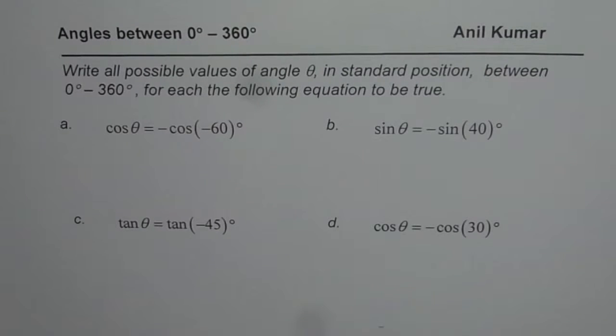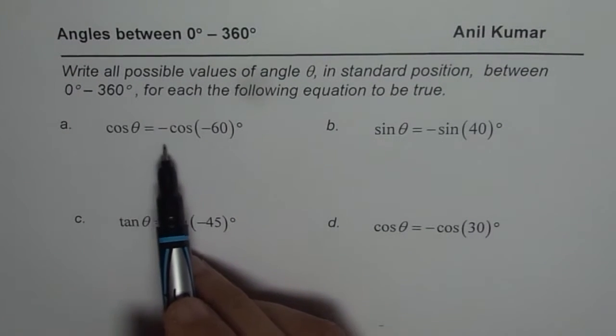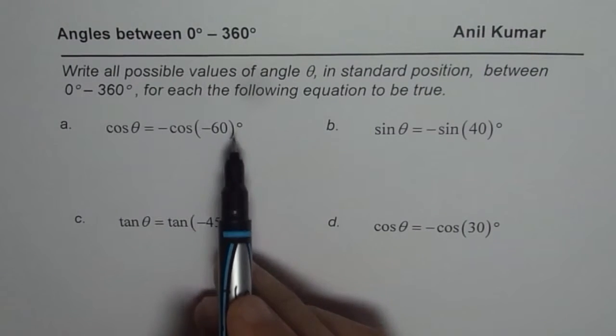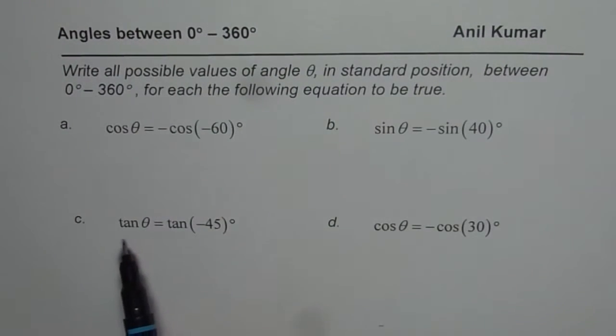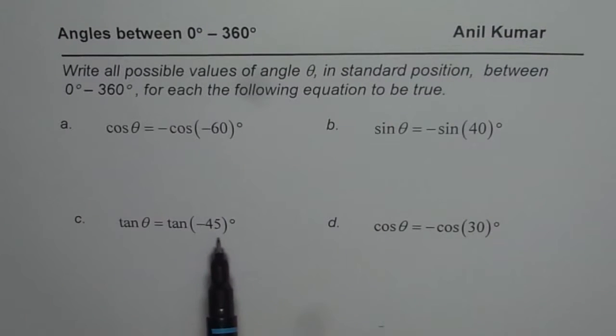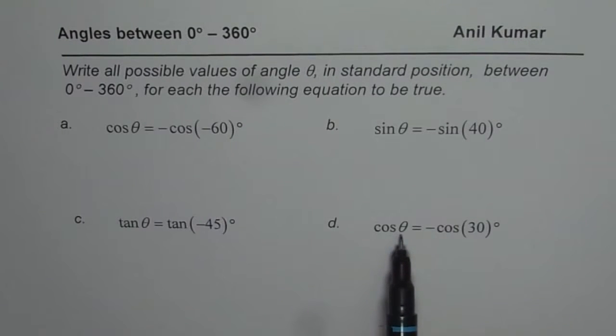The question here is, write all possible values of angle theta in standard position between 0 to 360 degrees for each of the following equations to be true. So we have four equations for you to practice. The first one is cos theta equals minus cos of minus 60 degrees. Then we have sin theta equals minus sine of 40 degrees. Tan theta equals tan of minus 45 degrees. Cos theta equals minus cos of 30 degrees. We need to find what are the possible values of theta.